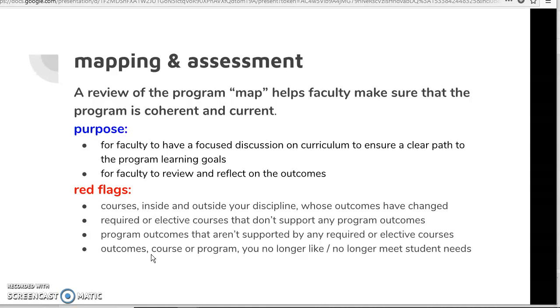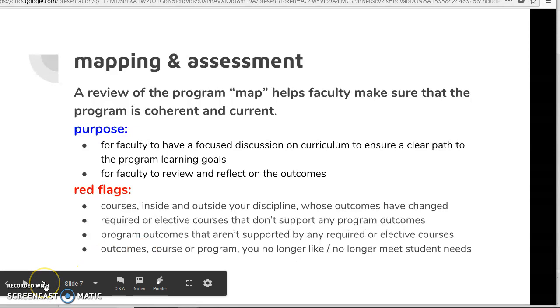An example, when we, again in English, looked at our mapping in the spring of 18, we decided that our program outcomes didn't really tell the whole story, and we're going to go ahead and have a look at them and really define the degree in a way that we think is what we're really doing with it now. So those are all reasons to take some sort of action.